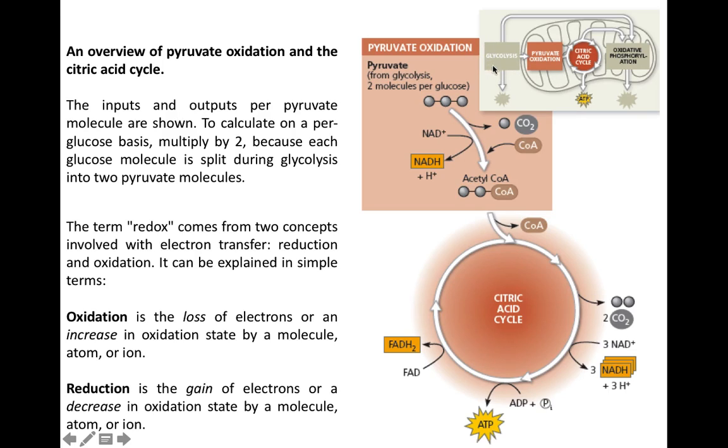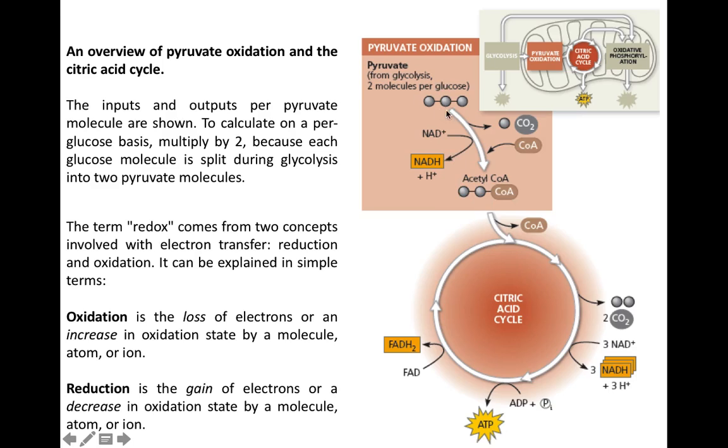So glycolysis takes place inside the cytoplasm, and glucose is broken down into pyruvate. So 2 molecules per glucose. One glucose molecule is broken down into 2 molecules of pyruvate. Pyruvate then enters from the cytoplasm into the mitochondria, where, as we have discussed, pyruvate is oxidized into acetyl coenzyme A.